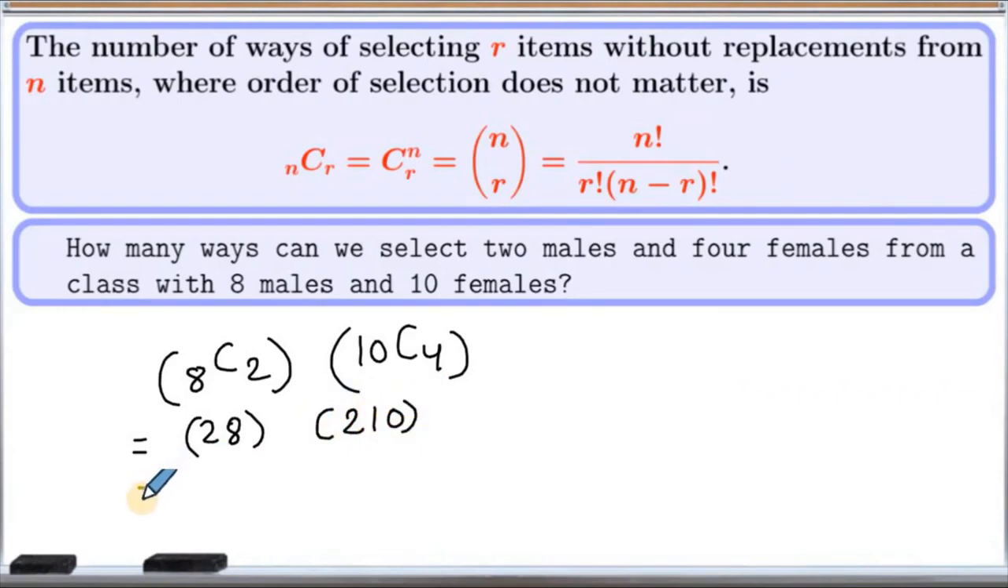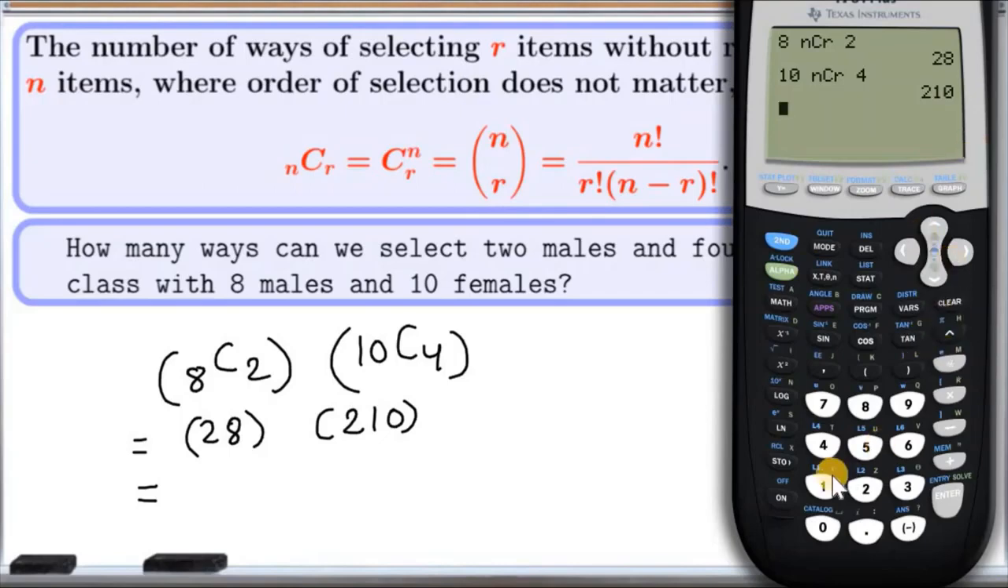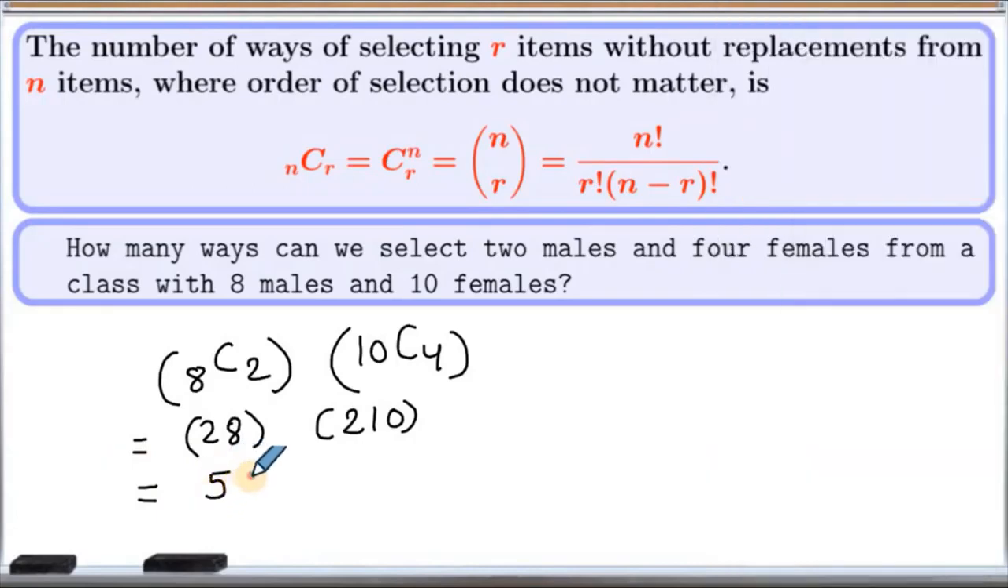So now let's find the product of 28 times 210. So that is 5,880. So there are 5880 ways we can select 2 males and 4 females from a class with 8 males and 10 females.